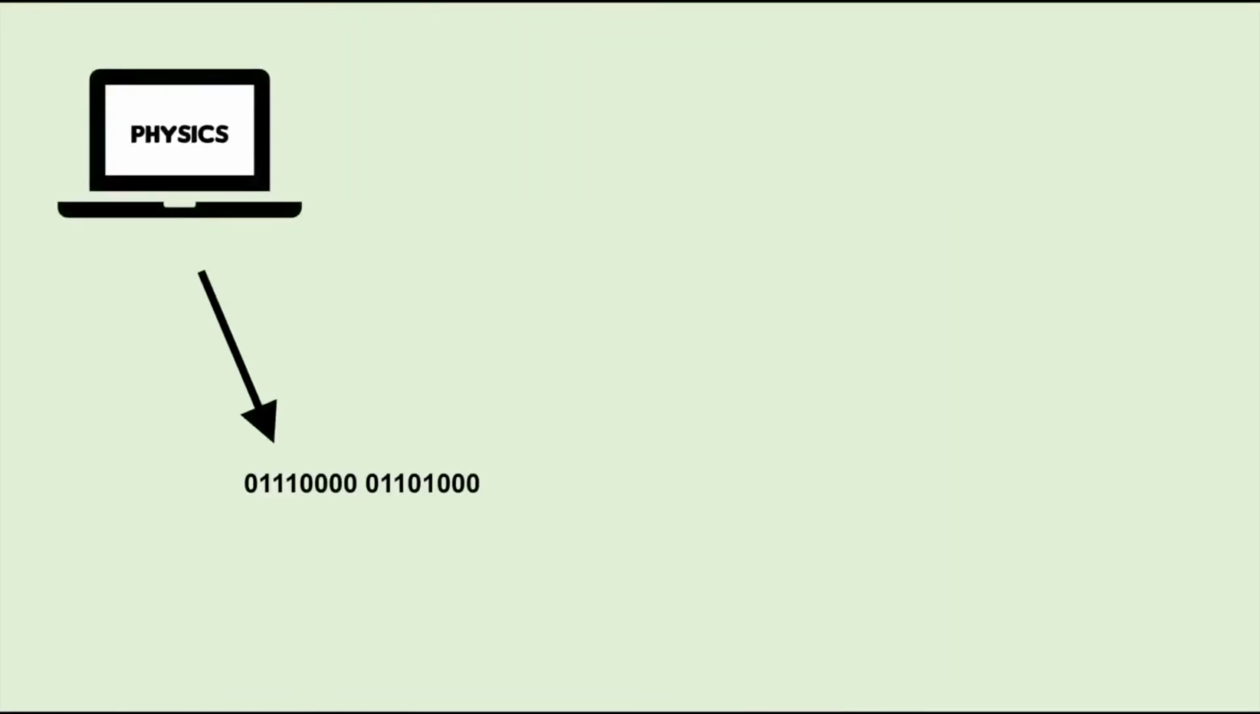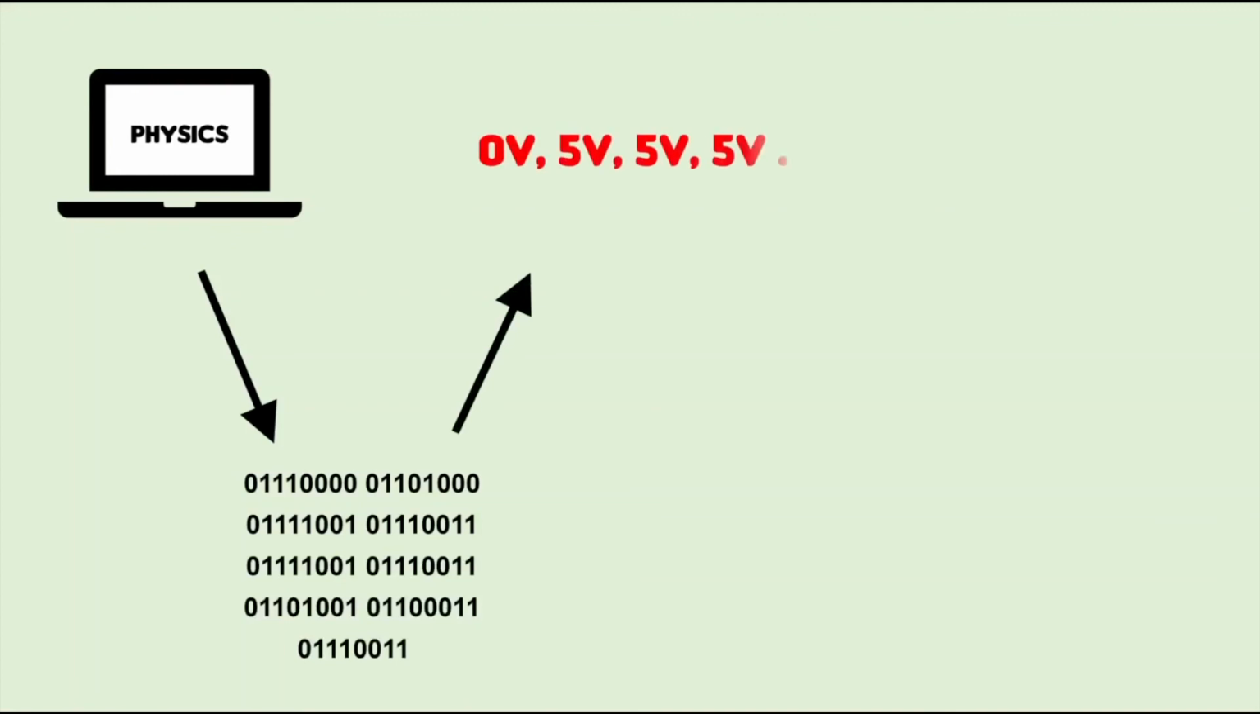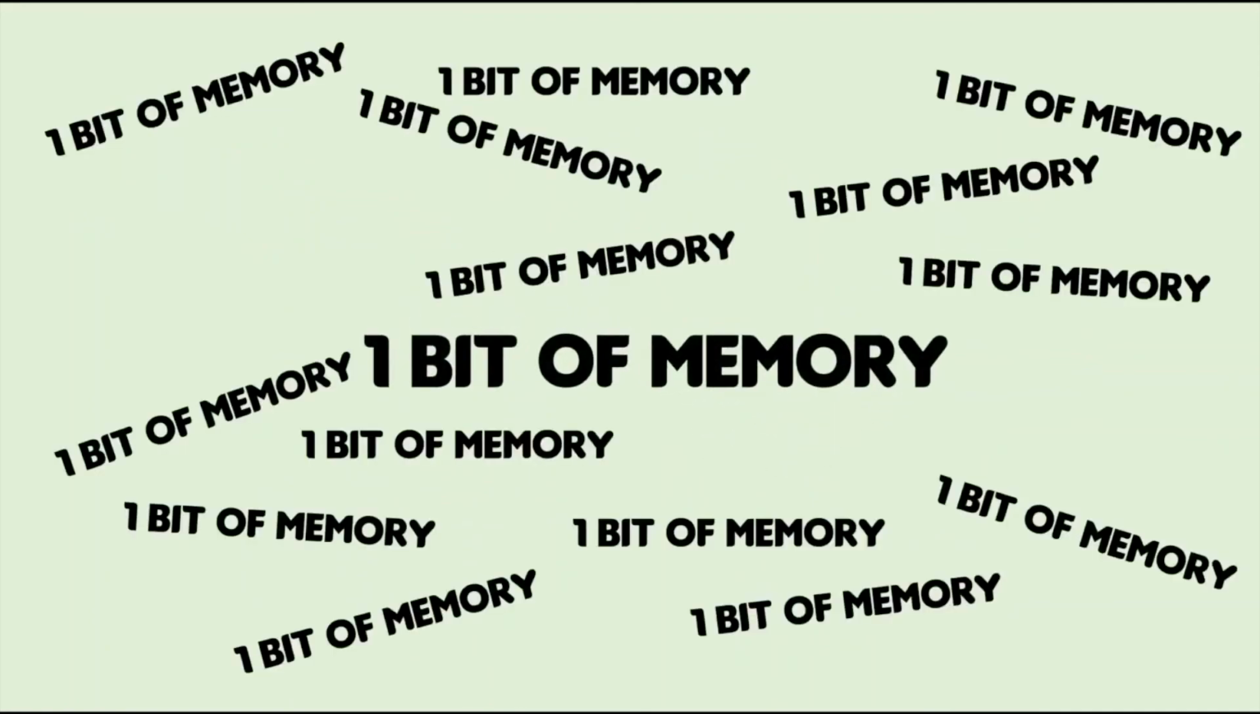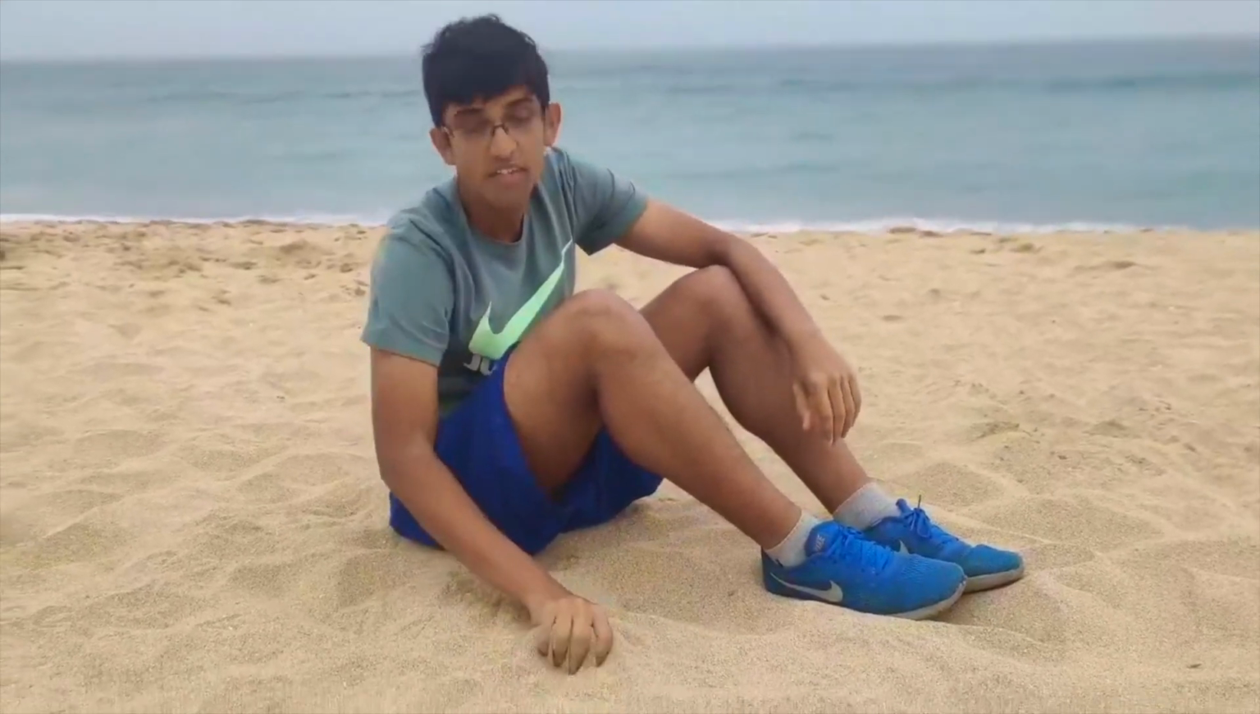What I type is read in binary and translated to voltages, which is channeled by a transistor made out of sand and finally stored on a capacitor. All of this is one bit of your computer's billions of bits of memory. And that is how you get computer memory from silica sand.